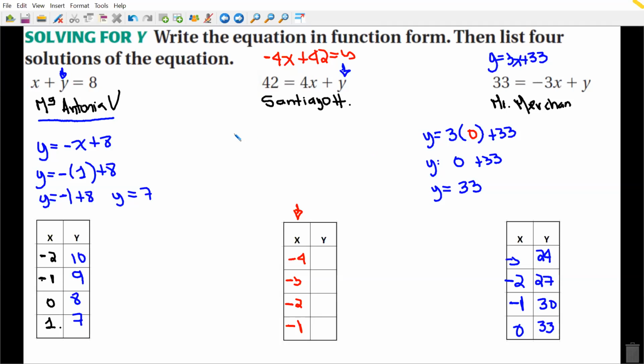I like that. We're practicing negatives. So it's going to be -4 times something over here plus 42 is going to be equal to y, right? Now, I will be replacing with these values. -4 times -4 plus 42 equals y. -4 times -4, positive 16. 16 plus 42, 10 plus 40, 50. 58. Excellent. So 58 is going to be equal to y.